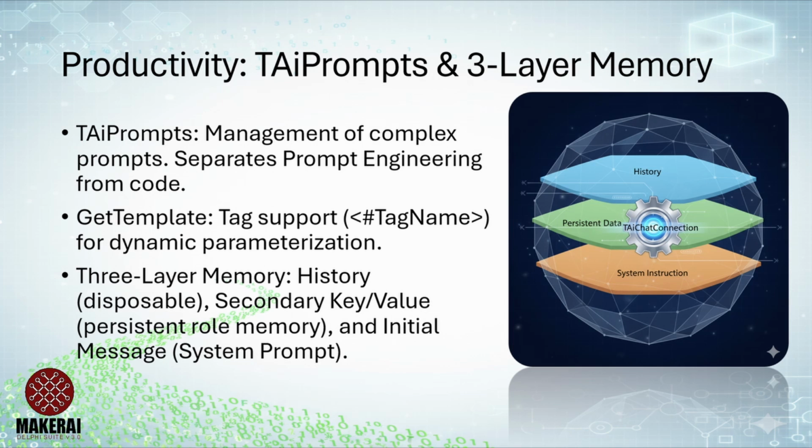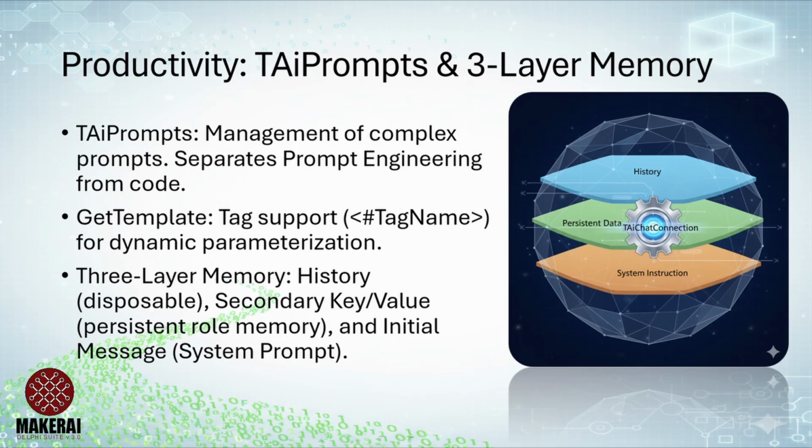Additionally, we've implemented a robust 3-layer memory: the history of the current conversation, a secondary persistent key-value memory for user preferences, and the system message with the base instructions that remain constant. This ensures the AI is coherent and maintains context. Goodbye to conversations that forget everything after 2 minutes.